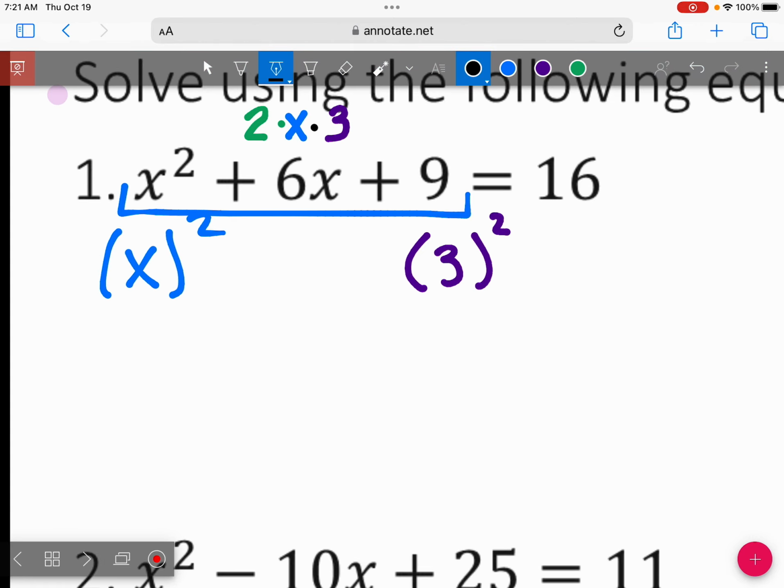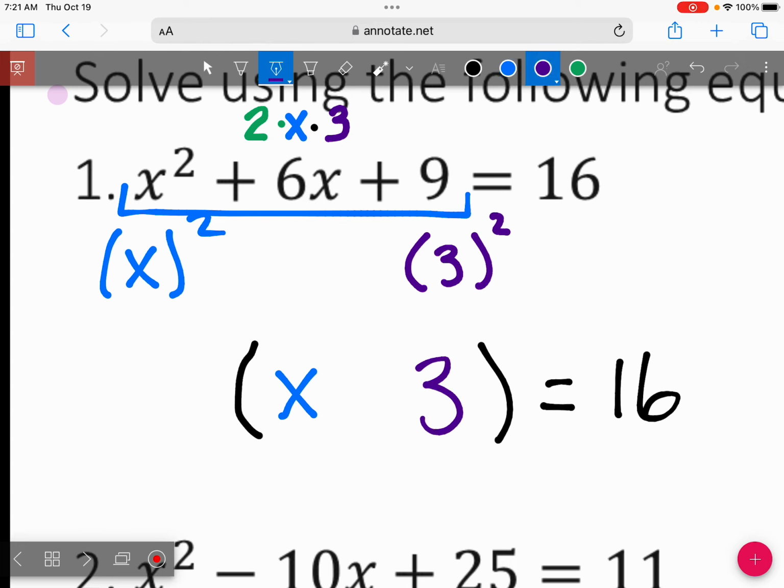So to put this in our perfect square form, still going to equal 16 on this side. We have our front term, we have our back term, and it's always going to use this operation. So it's going to be x plus 3 squared equals 16. That should hopefully be vaguely familiar from Tuesday.